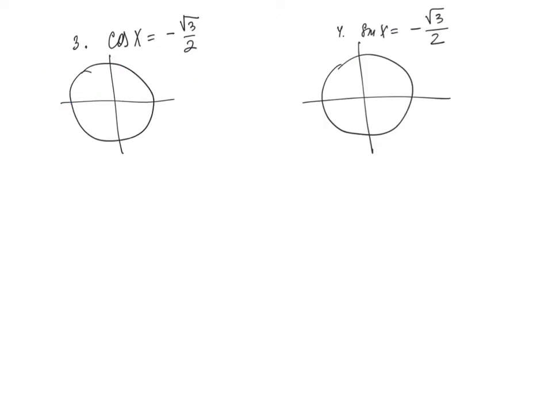Okay, let's try negative values now. Draw your own unit circles and show two angles on a unit circle where cosine is negative radical 3 over 2. We are focusing on this one for now. Don't look before you actually do it by yourself.